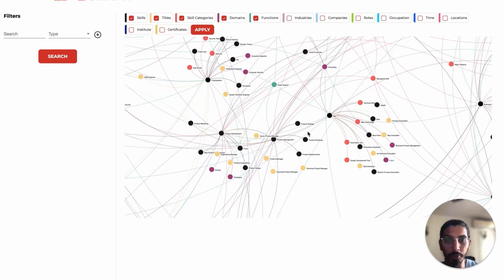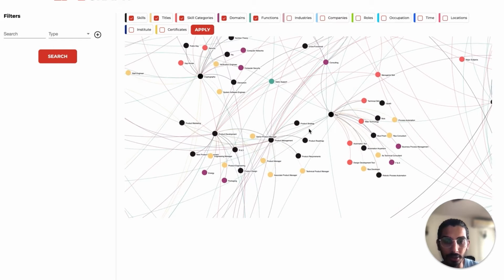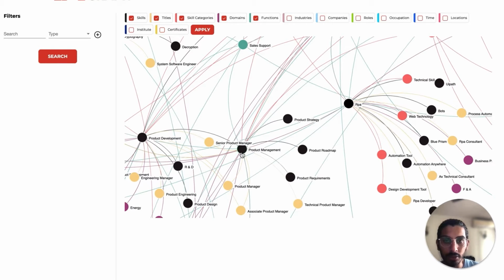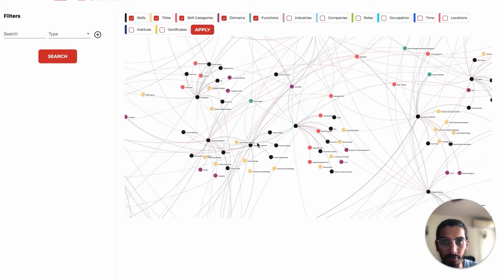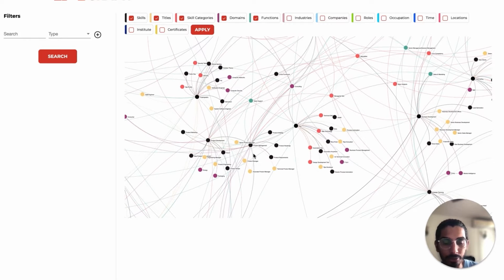So let me zoom into a particular entity, and that can give you some idea. For example, you can have a look at the skill called product management. The connected or related titles are senior product manager, associate product manager, and technical product manager. If you look at the related skills, product strategy, product roadmap, product requirements, product design, and product development are the related skills. Then you can also tap into what kind of functions this skill is used in, what domains and functions are utilizing it, and the skill category it belongs to.